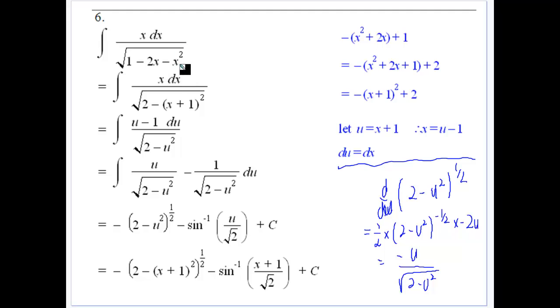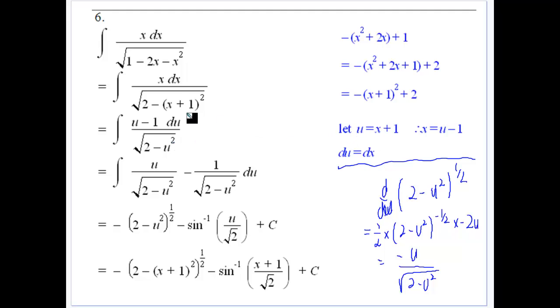Again, similar to the last one, we can see our manipulation here. The minus x squared plus 2x gives subtracting 1 here and then adding 1. So we're able to write it as x dx on the square root of 2 minus x plus 1 squared. Now, if it was just 1 over that, not a problem. That's just going to be a straight inverse sine function. But it's not, because there's an x there. So we do a little substitution.